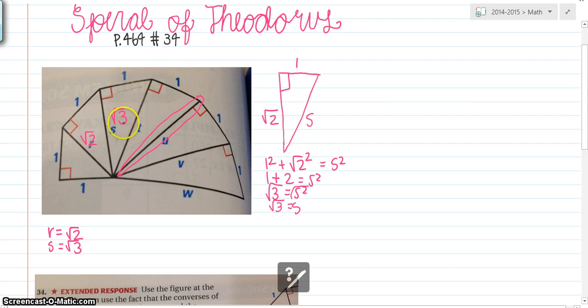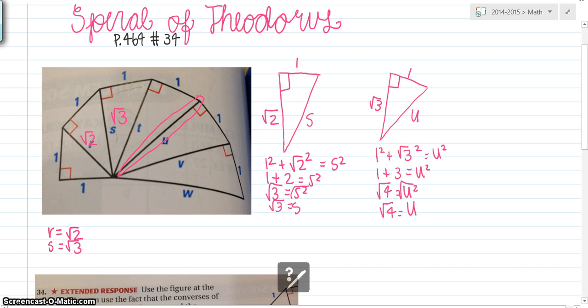So we'll find square root of 3 squared plus 1 squared equals t squared, essentially. As you can see, following the spiral of Theodorus pattern, t equals square root of 4. Excuse me, instead of u, it would be t. It would just be the same thing except for t, because we're finding this.